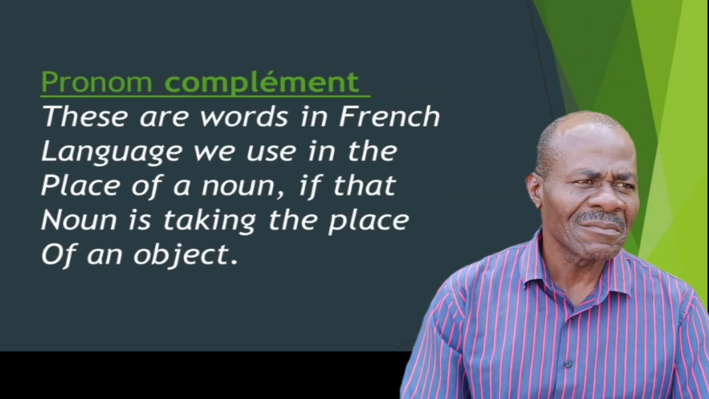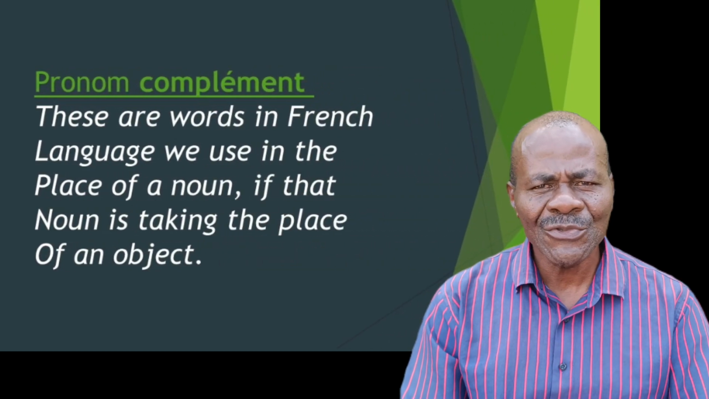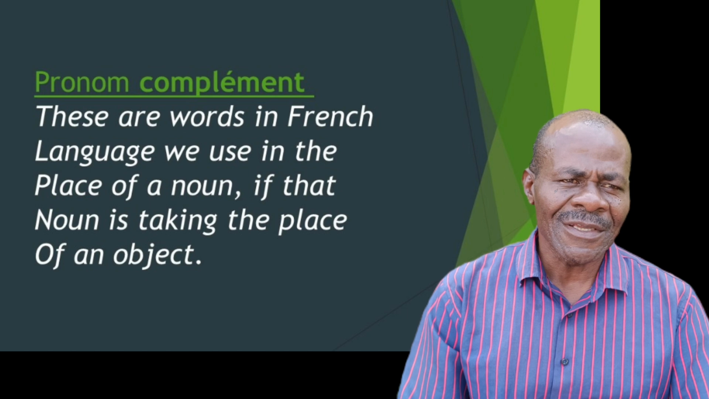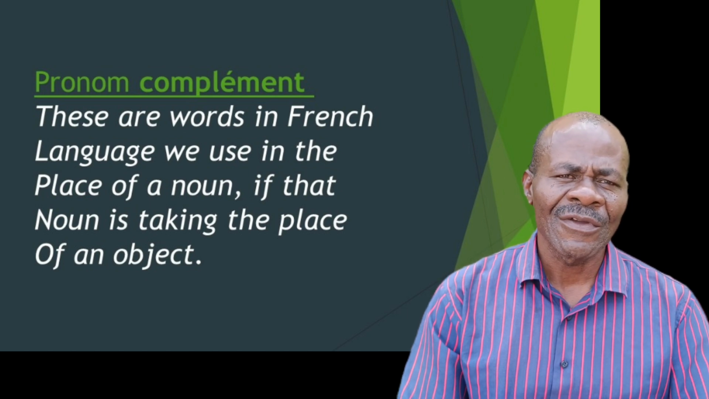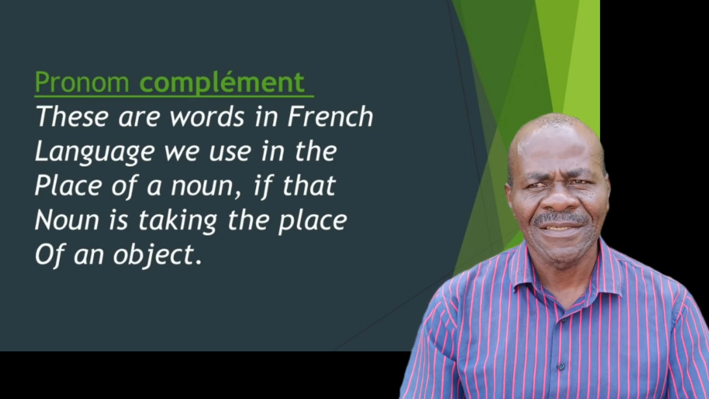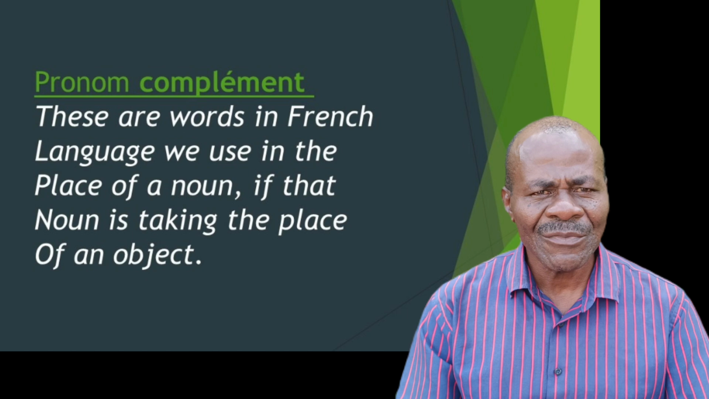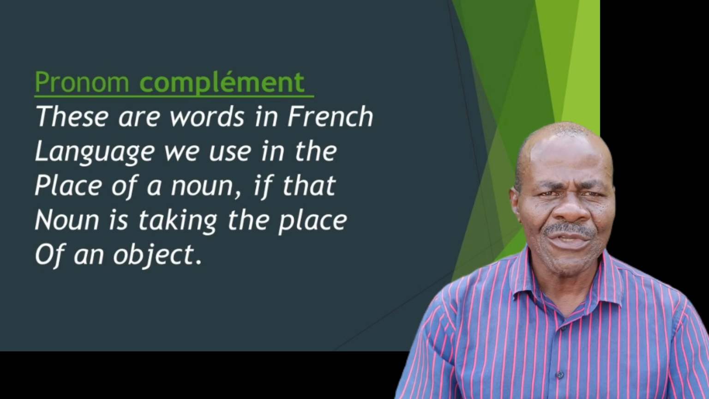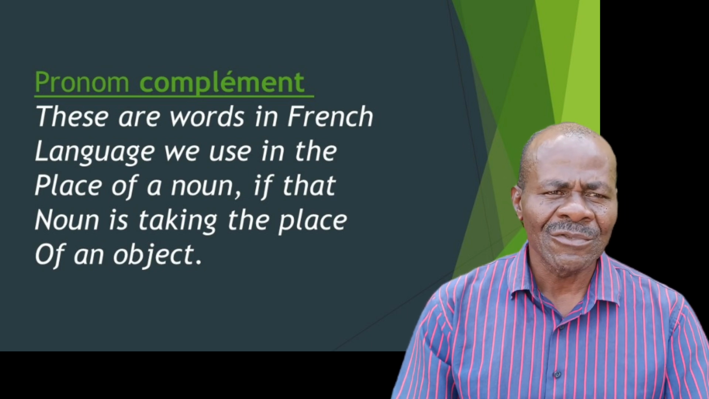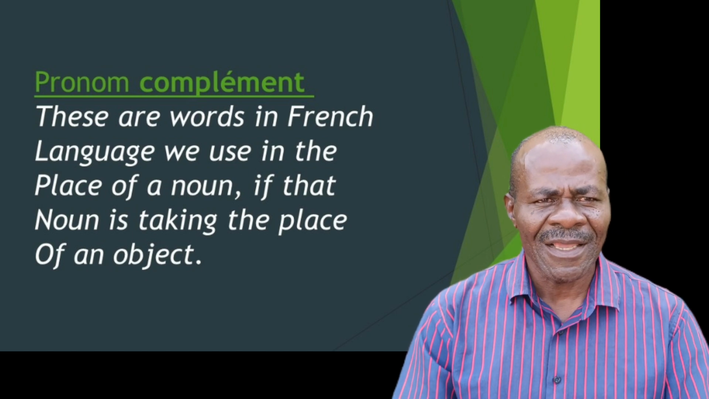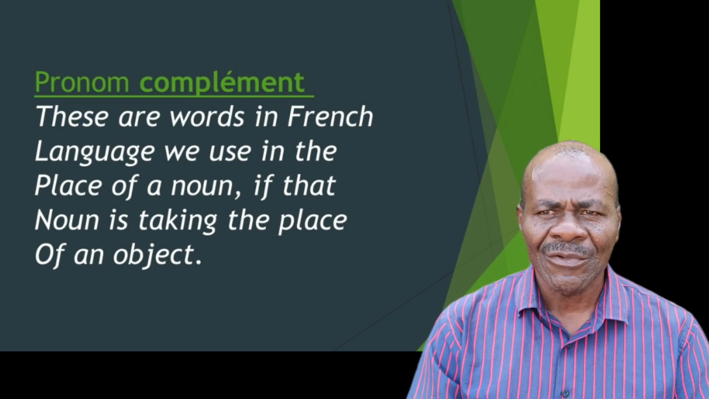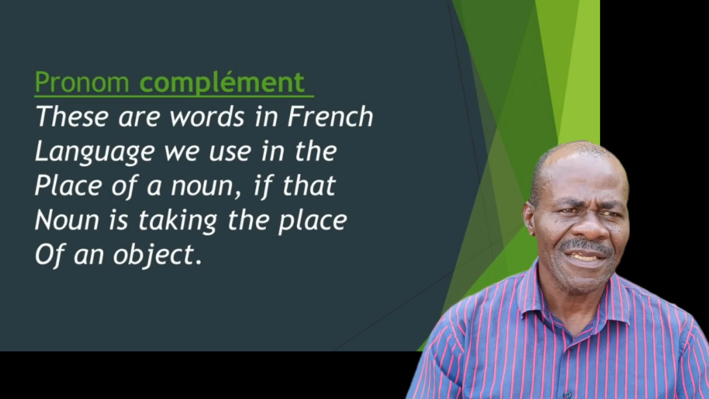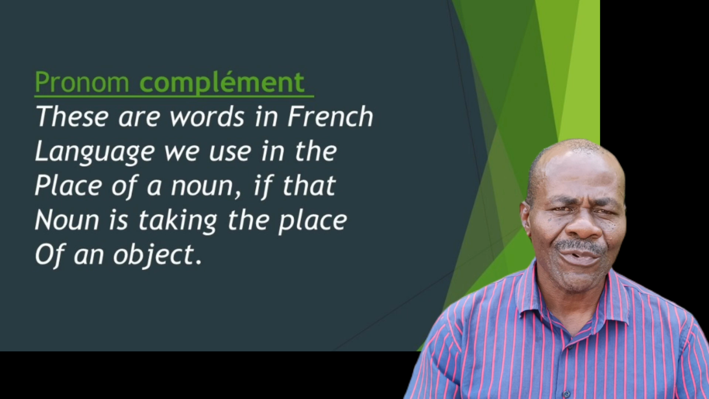So pronoun complement are words in the French language we use in the place of a noun if that noun is taking the function of an object in a sentence. So you know that in a sentence, a noun can be either subject or object. So we are using pronoun complement to replace a noun with function object. So if in a sentence the noun is object, we are using pronoun complement.